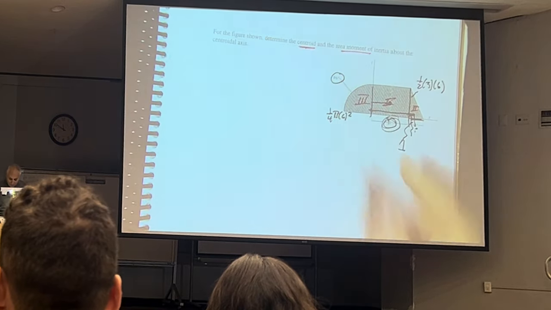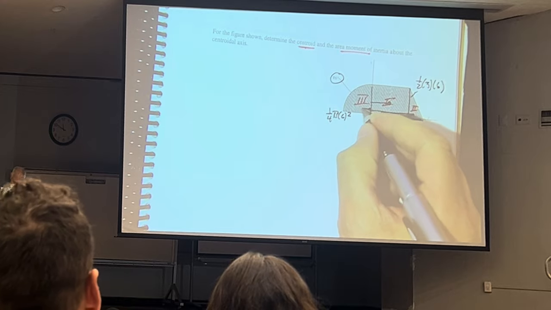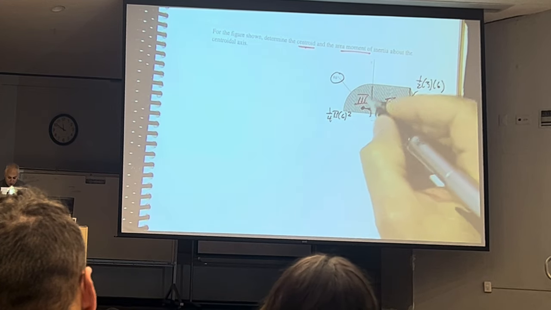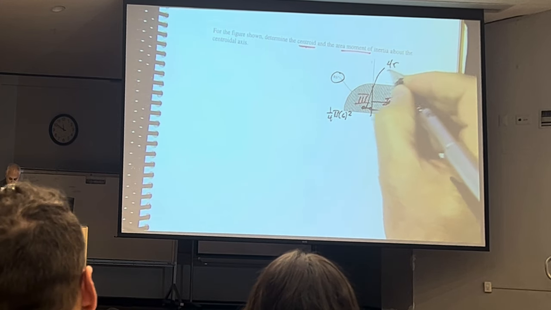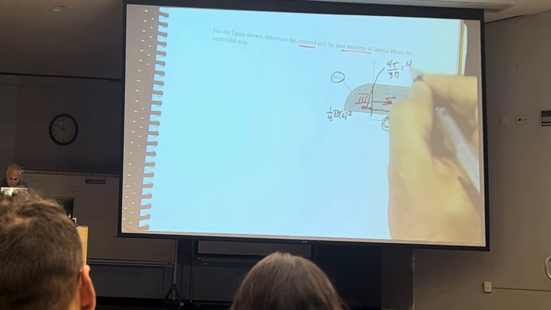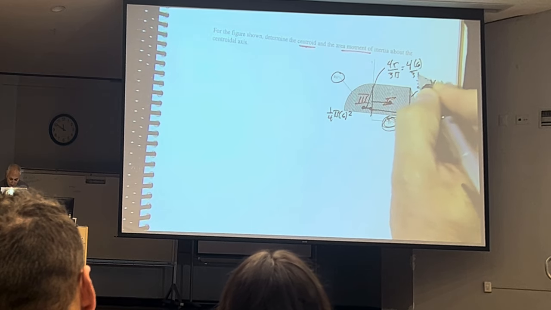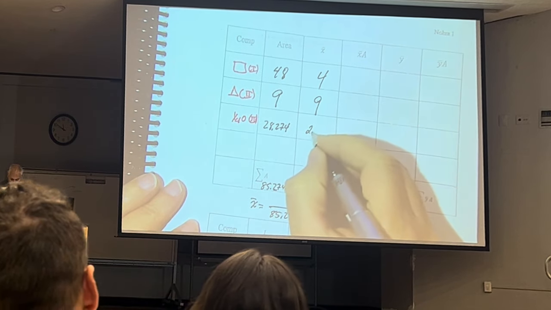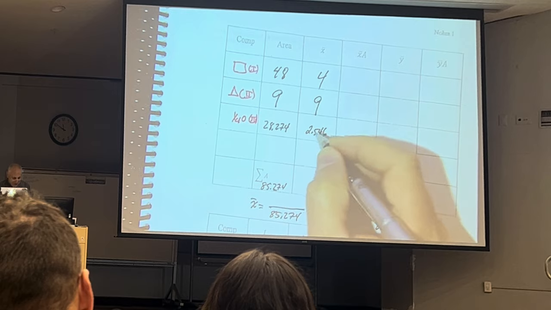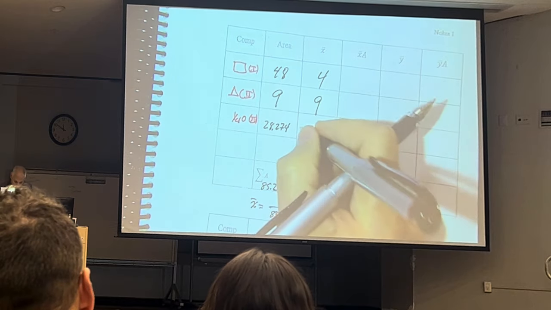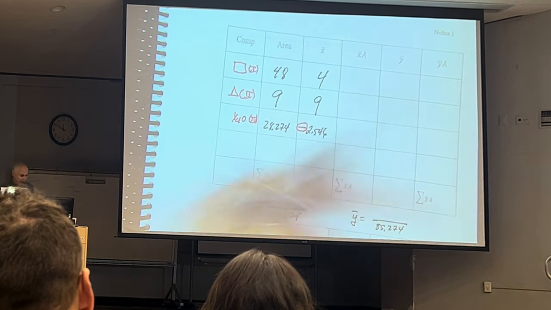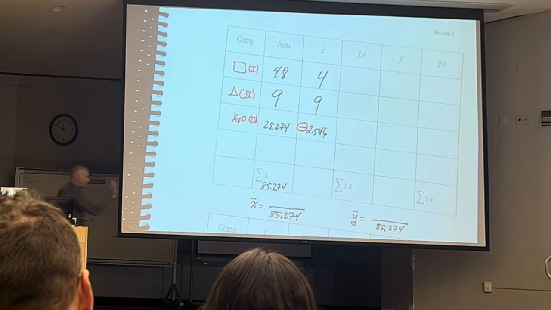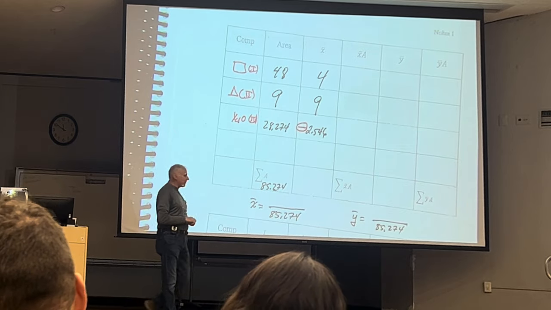Quarter circle. We're going to go from here over to the center. Well, from the sheet, that distance is 4 over 3 pi, which is 4 times 6 divided by 3 pi. That's going to be 2.546, but it is a negative because it's to the left of my y-axis.